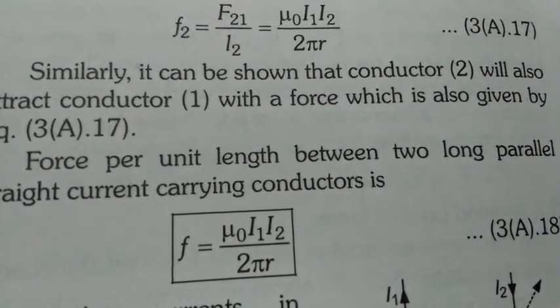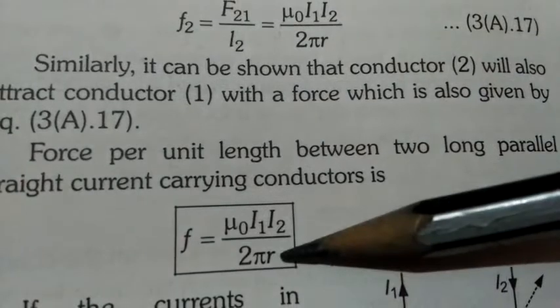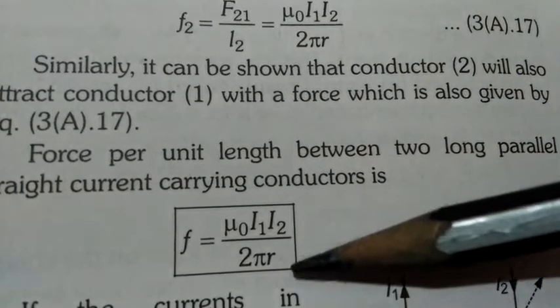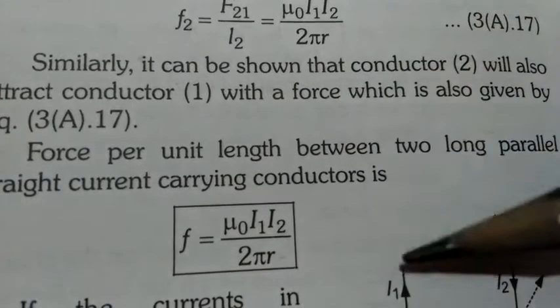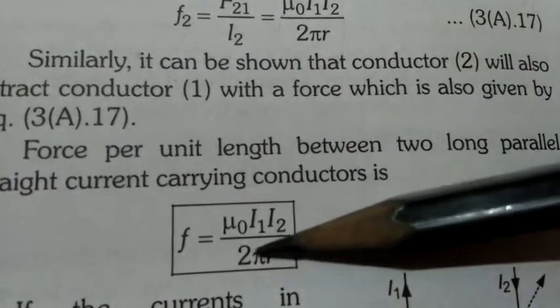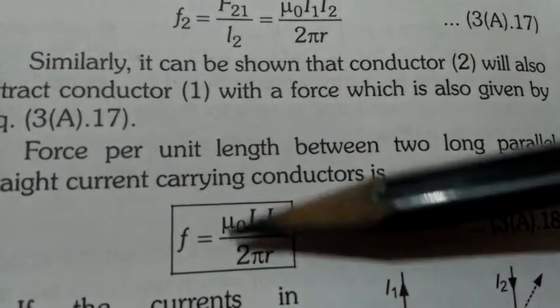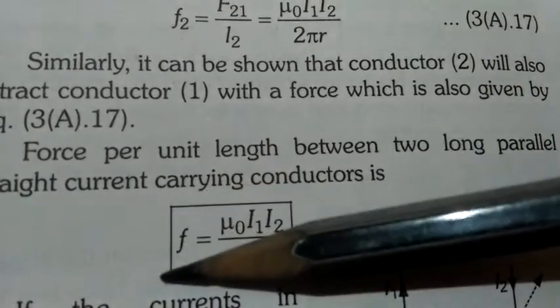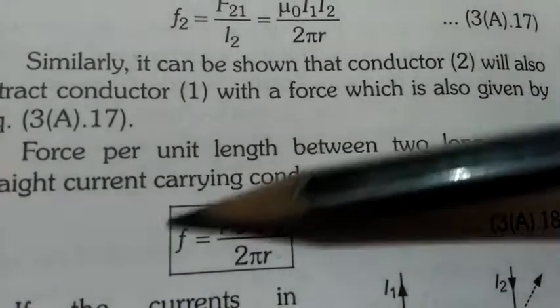So we can say that one general equation can be written like this. If any two parallel conductors are there in which a magnetic field is produced, then because of that magnetic field the force applied on the other conductor will be equal to this.